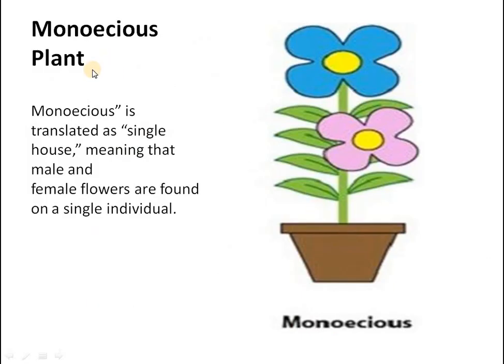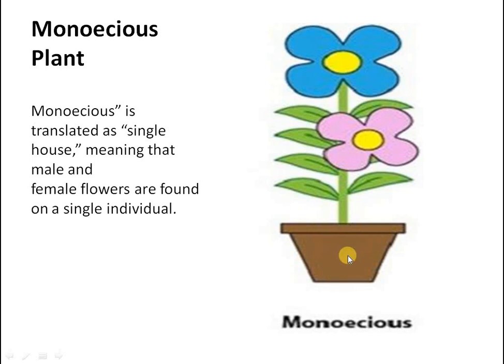A monoecious plant is translated as single house, meaning that male and female flowers are found on a single individual. If you see here, the plant contains both kinds of flowers. The pink shows that the flower contains female reproductive organs, while the blue shows that the flower contains male reproductive organs. So both kinds of flowers are present on the same plant.